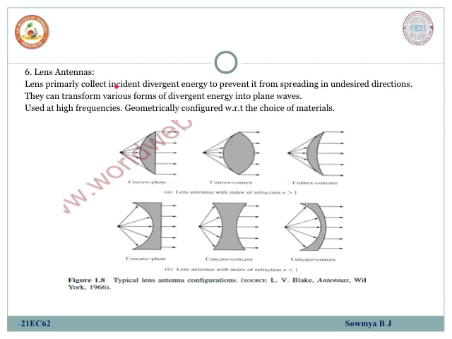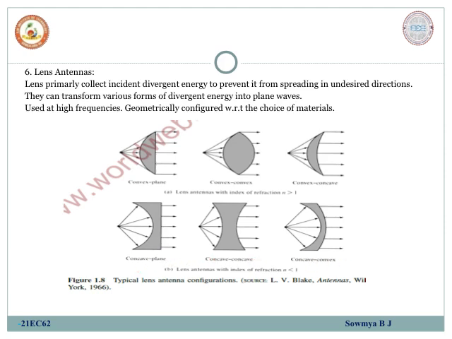Next we have lens antennas. In lens antennas, we have the case in which the index of refraction n is greater than 1, and another case in which the index of refraction n is less than 1. When n is greater than 1, we have convex plane, convex convex plane, and convex concave plane. And whenever the index of refraction is less than 1, we have concave plane, concave concave plane, and concave convex plane.